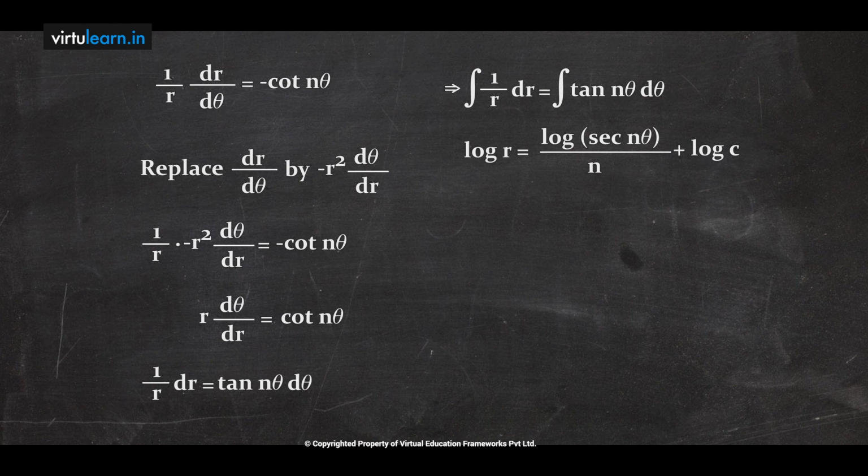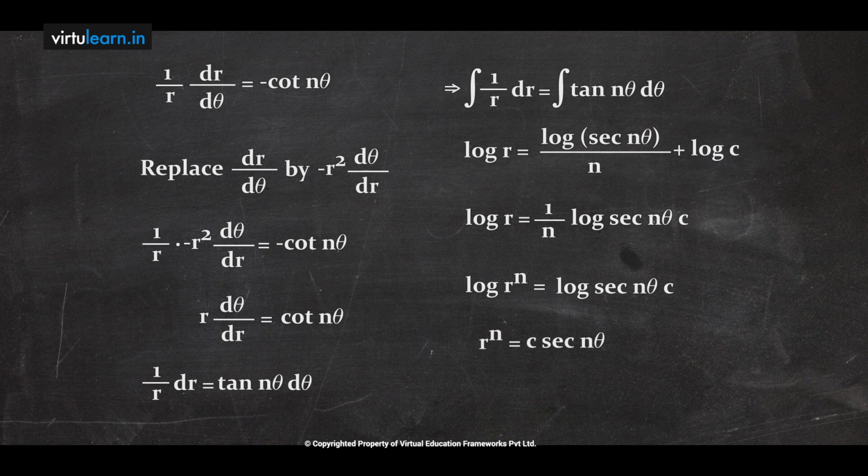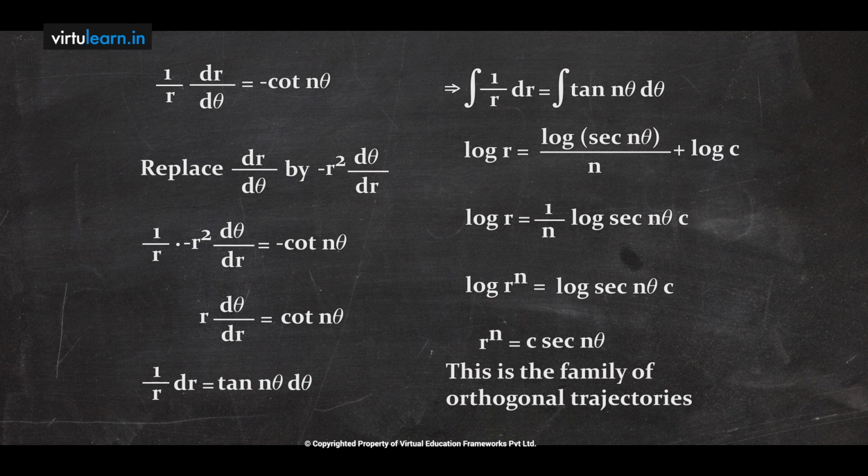Integration of tan n theta is log of secant n theta by n plus log c. This is log r. Log r equals 1 by n log of secant n theta into c. Then the 1 by n can be sent to the other side, giving n log r. I am writing directly log r to the power of n equals secant n theta times c. Therefore on cancellation of logarithm, r power n equals c into secant n theta. This is the orthogonal trajectory of the given family of curves.